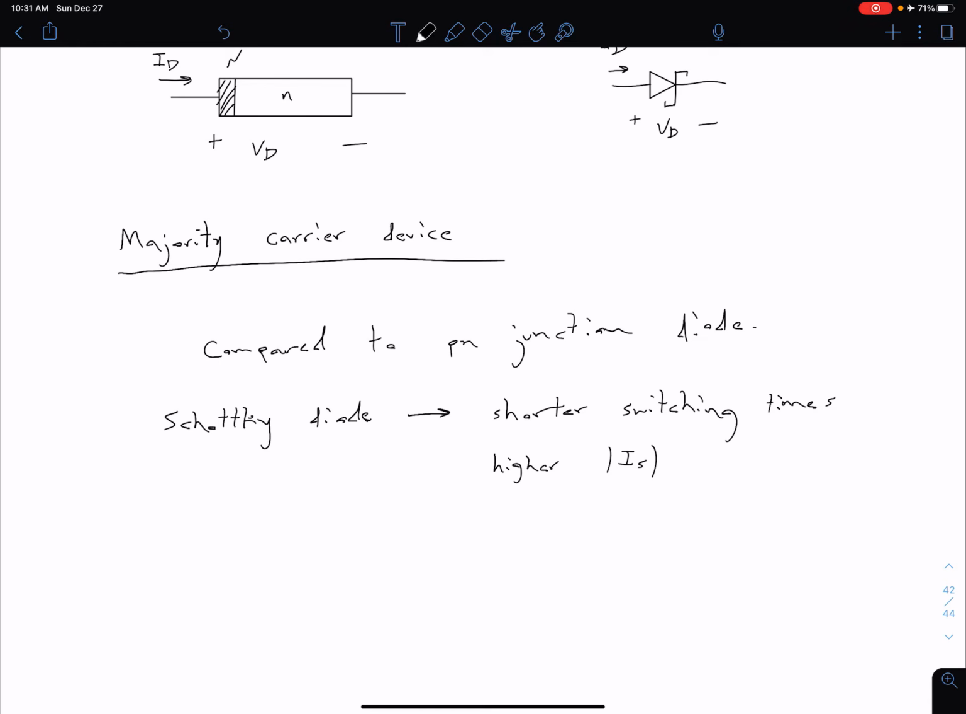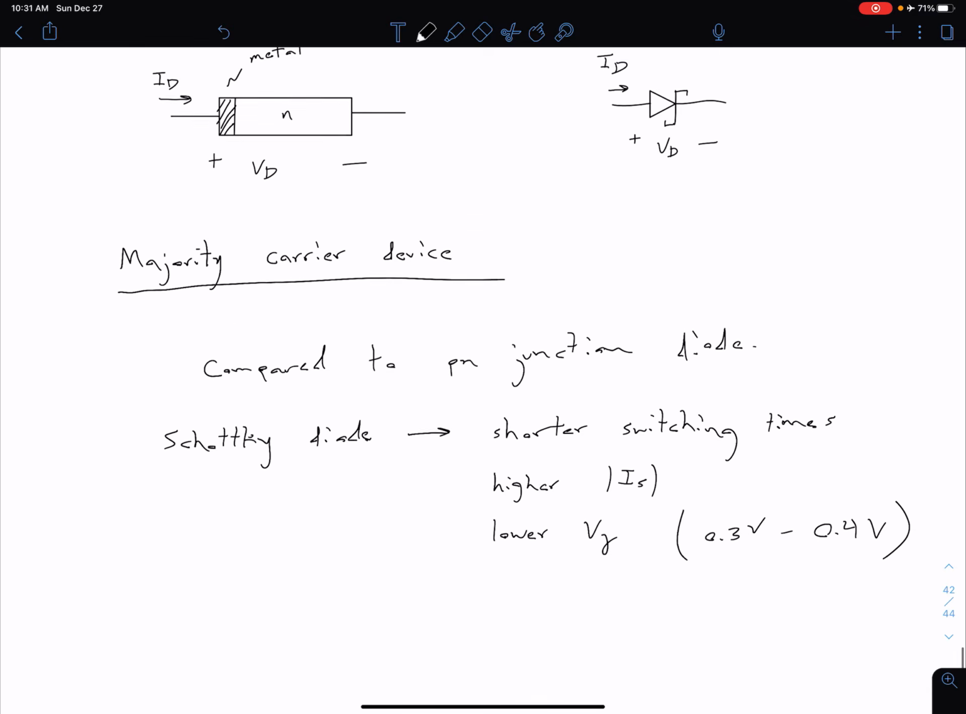So we do have a higher reverse saturation current, which generally isn't ideal, but as always there are going to be trade-offs. We also typically have a lower cut-in voltage, V gamma, compared to our p-n junction diodes. Typical values for Schottky diodes are more in the 0.3 to 0.4 volt range, as opposed to 0.6 to 0.7 for our p-n junction diodes. But keep in mind there's a lot of variability as we change materials as well.